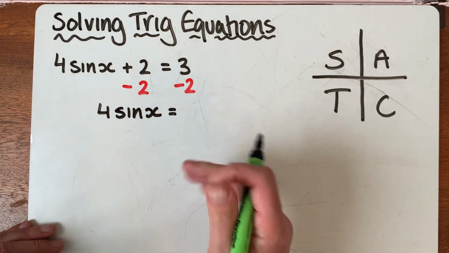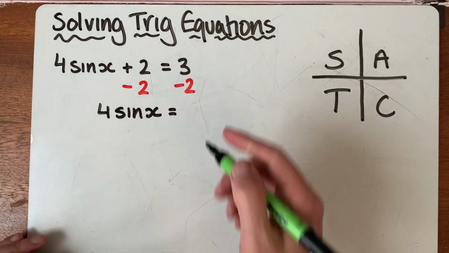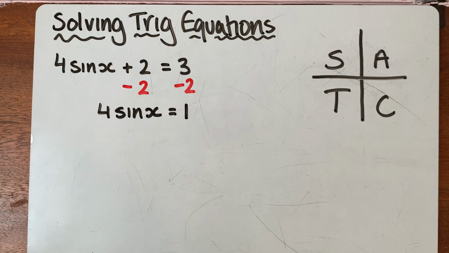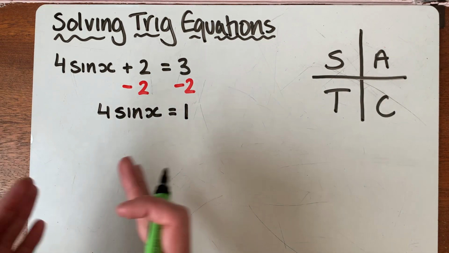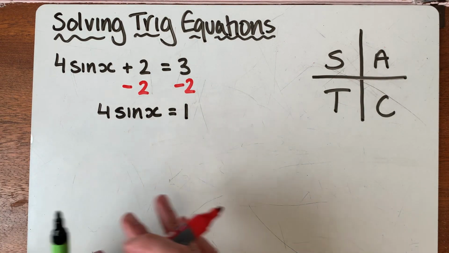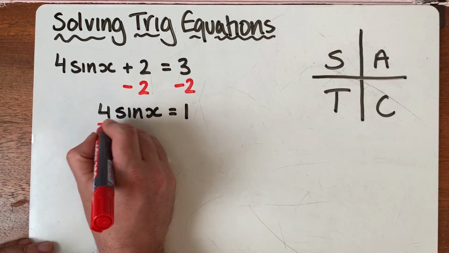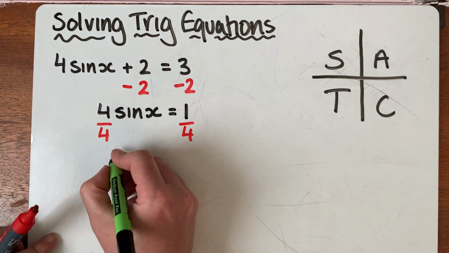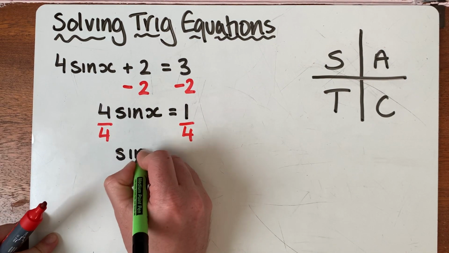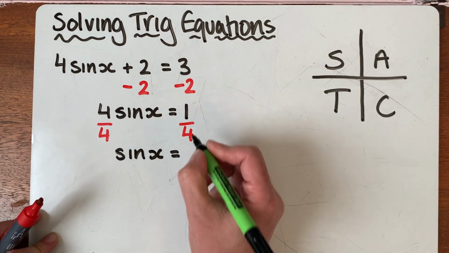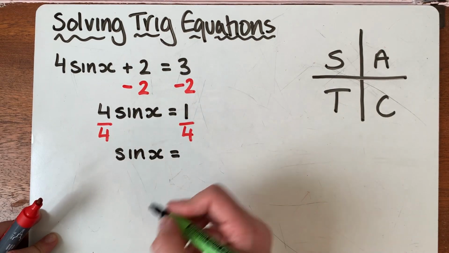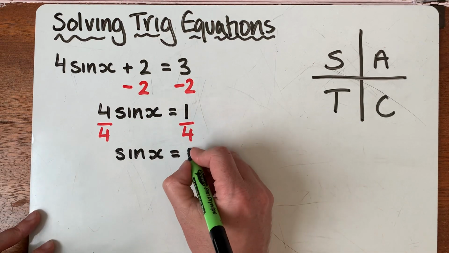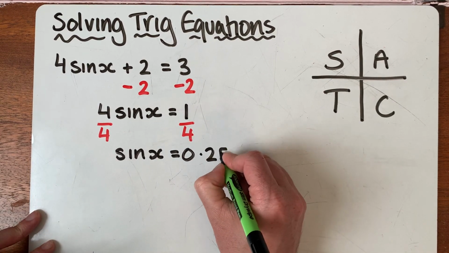And on the right hand side, because whatever I do to the left I have to do to the right, I've got 3 subtract 2, and that just leaves me with 1. Again, think about it like a linear equation. If it was just 4x equals 1, what would we do? We would divide each side by 4. And this gets us to something that should hopefully look familiar. Sine x equal to a quarter, or if you do a quarter on your calculator, 1 divided by 4, you should get 0.25.